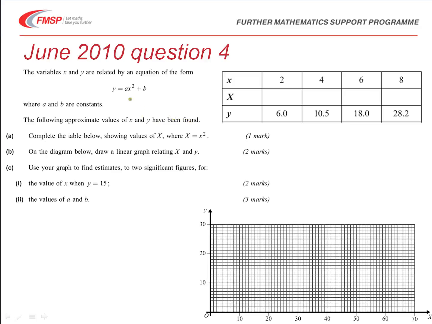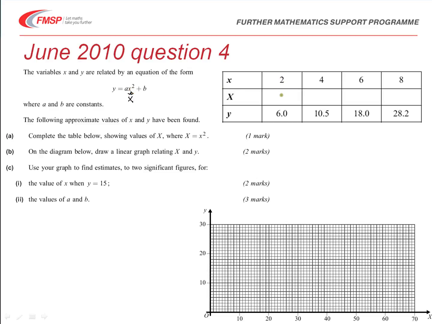So the fact that we've been given that it's y equals ax squared plus b, we can replace x squared with big X, and then we have y equals aX plus b, where a will be the gradient and b will be the y-intercept of a straight line, assuming this data is of that form. So in part A, they ask you to firstly work out big X, where big X is equal to x squared, which is our substitution in here.